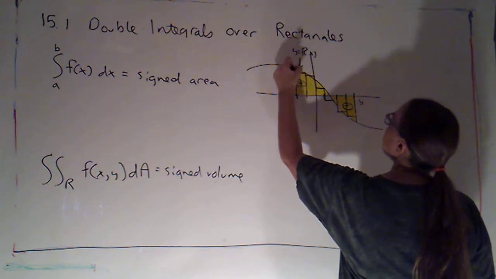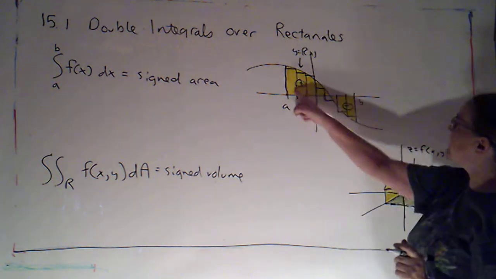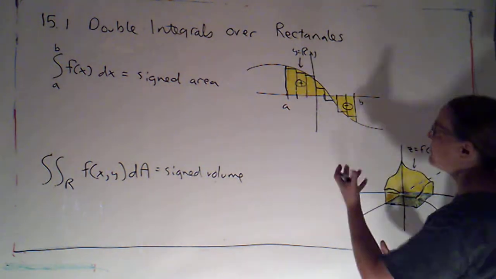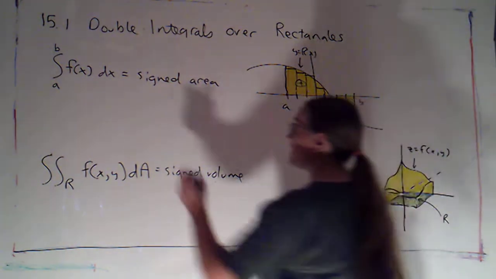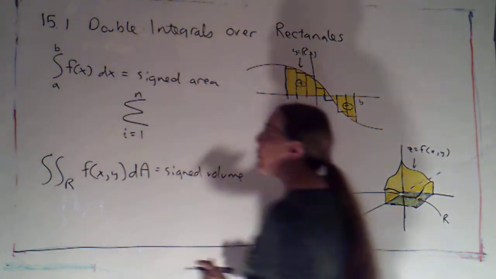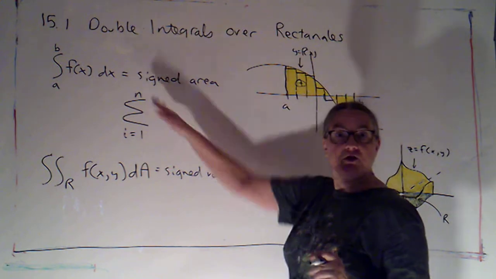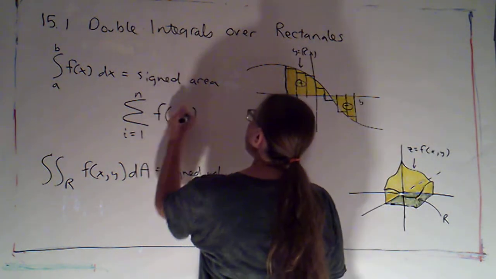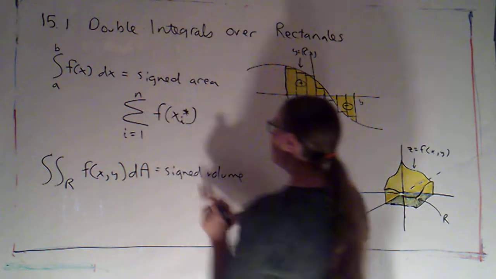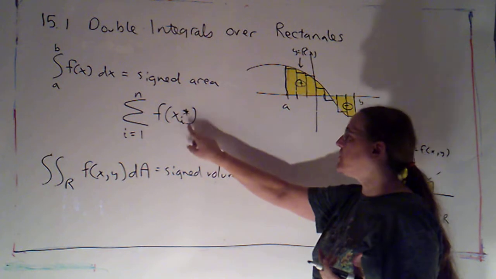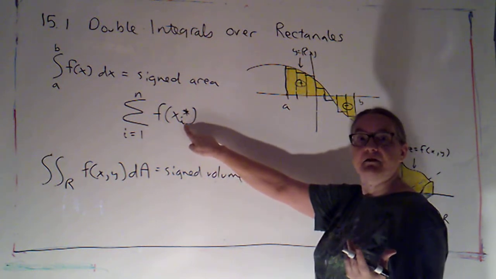And so we create a bunch of rectangles. And we calculate the signed area of those rectangles, and we add them up, and we call that a Riemann sum. So that would be the sum, as my index i goes from 1 to n, where n would just be the number of rectangles that we've chopped things into, of f of xi star, where xi star is just the representative x value I chose for the ith subinterval.